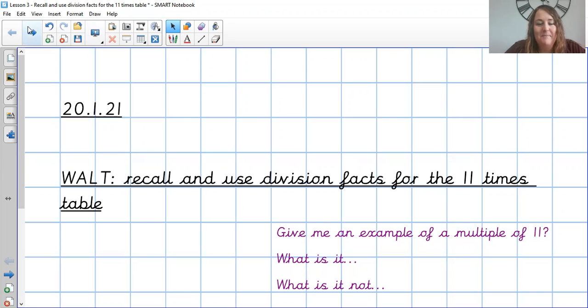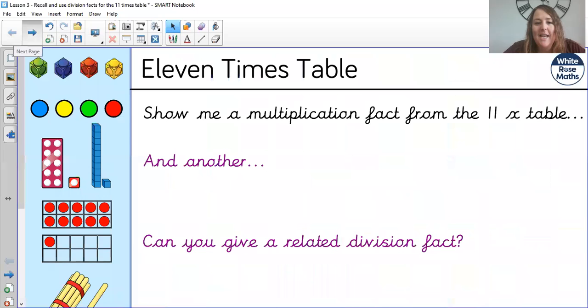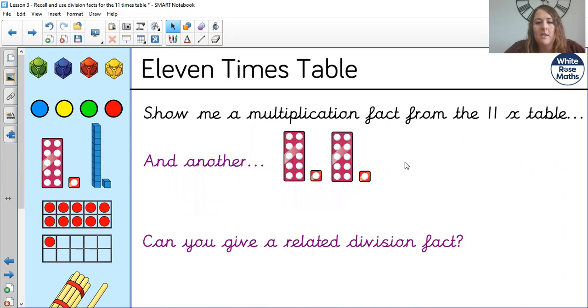Okay, let's get started. First thing I'm going to ask you to do today is to show me some more multiplication facts for the 11 times table. So just like you did yesterday when we started off, can you please draw me some pictorials or picture versions of the 11 times table? I'm going to start and show you one, and I'm going to use the dominoes today, and I'm simply going to show you two lots, so 2 times 11. Can you show me one, another, and even another? And can you show me the related division facts today?